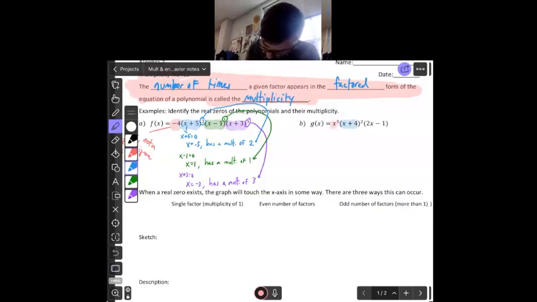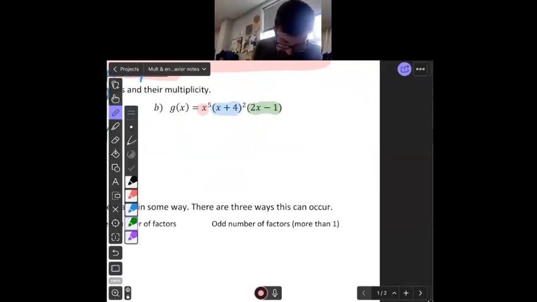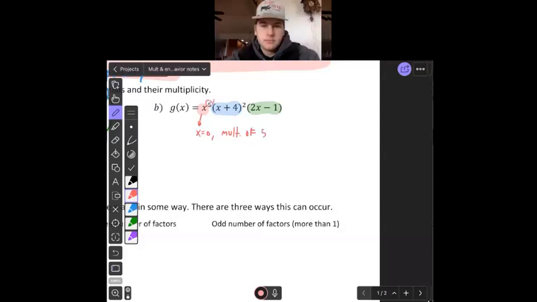So I'm going to highlight pieces of this. I'm not going to highlight their exponents. So x equals 0. Oh, that was easy. So x equals 0. How many times does 0 show up as an answer? Yep, right, Sam? 5. Multiplicity of 5, right? Okay.